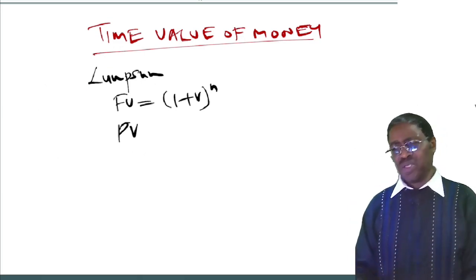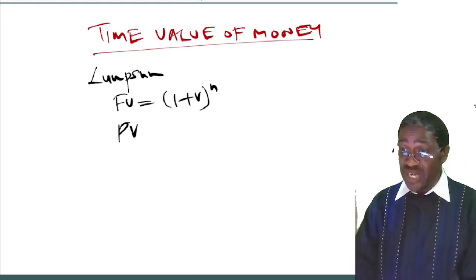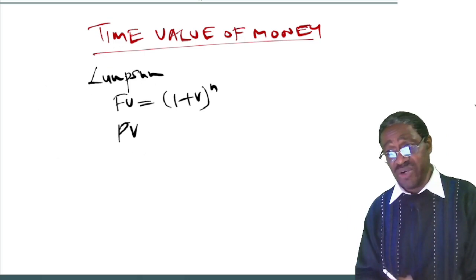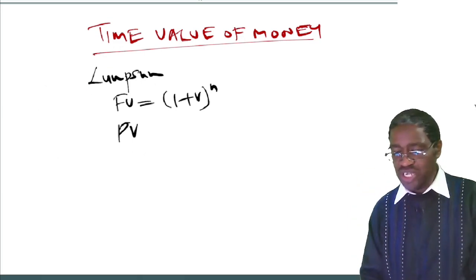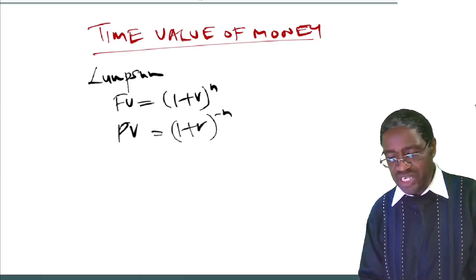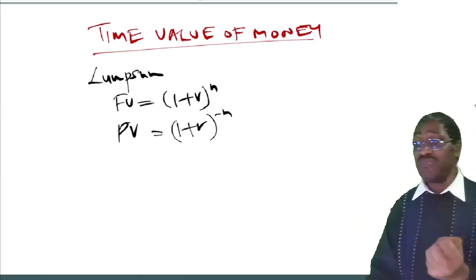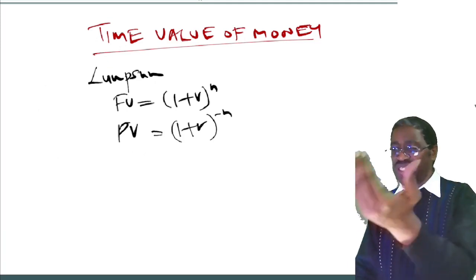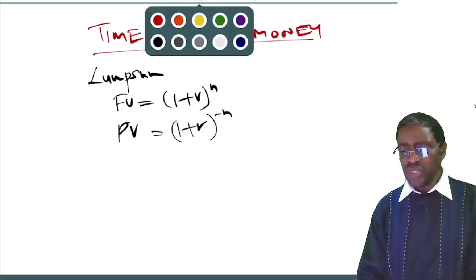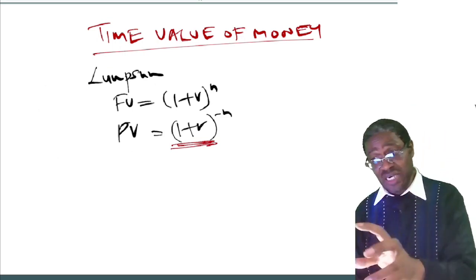But what if you will receive maybe 10 million 5 years from now? What is the present value of your 10 million in the future? What is the present value now? We say to get the present value, you use the formula 1 plus r to the power of negative n. In other words, you discount your 10 million. So you do the discounting.